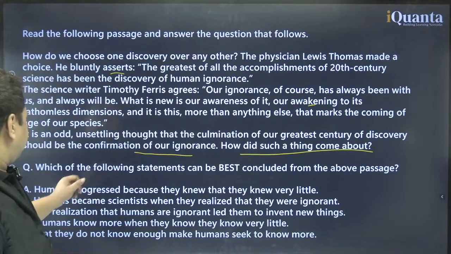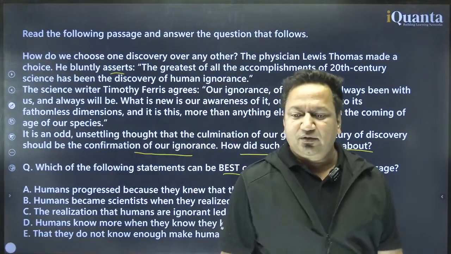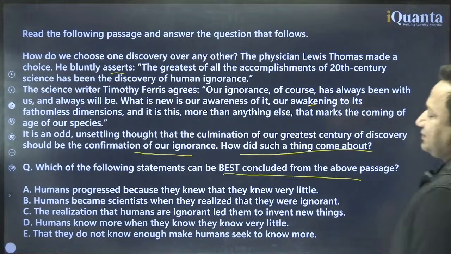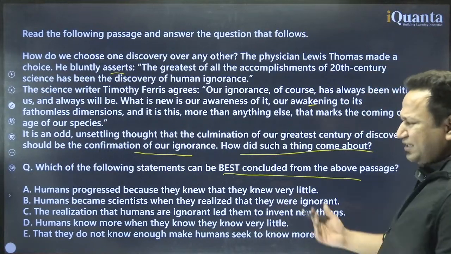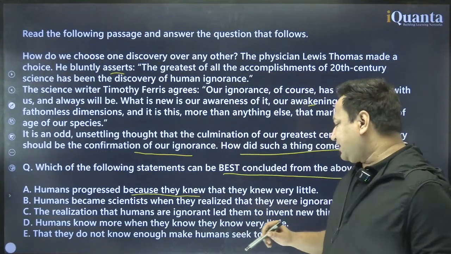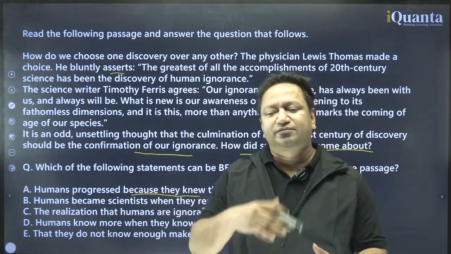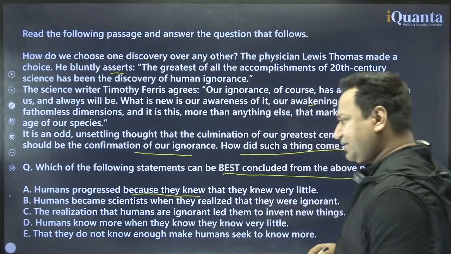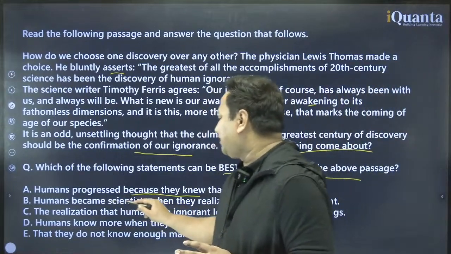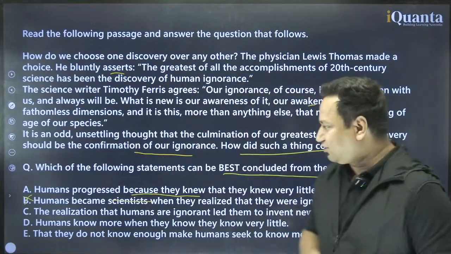Which of the following statements can be best concluded from the above passage? Best concluded. First, humans progressed because they knew that they knew very little. This is kind of correct, but this is a very general kind of statement. Let's read others also, because there's a possibility in these questions that a lot of statements look similar. B says humans became scientists when they realized that they were ignorant. Becoming scientists is not the only way to grow. So B is a very narrow statement to be deemed true.